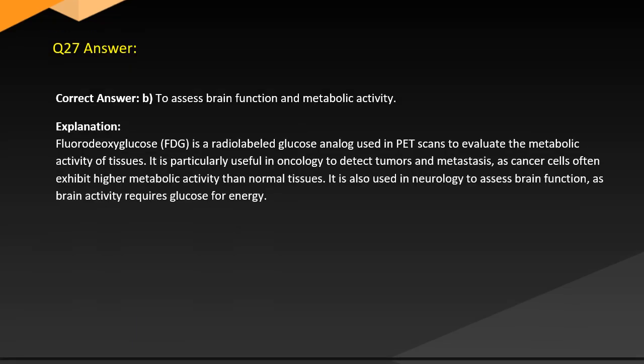Answer. Correct answer: B. To assess brain function and metabolic activity. Explanation. Fluorodeoxyglucose (FDG) is a radiolabeled glucose analog used in PET scans to evaluate the metabolic activity of tissues. It is particularly useful in oncology to detect tumors and metastases, as cancer cells often exhibit higher metabolic activity than normal tissues. It is also used in neurology to assess brain function, as brain activity requires glucose for energy.